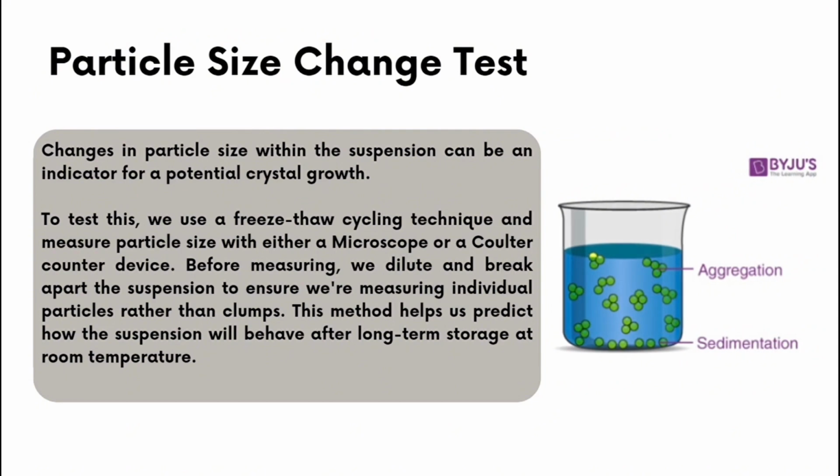Particle size change test. Any change in the particle size within the suspension can be an indicator for potential crystal growth. To test this, we use a freeze-thaw cycling technique and measure the particle size with either a microscope or a Coulter counter device. Note that before measuring, we dilute and break apart the suspension to ensure we are measuring individual particles rather than clumps. This method helps us predict how the suspension will behave after long storage at room temperature.